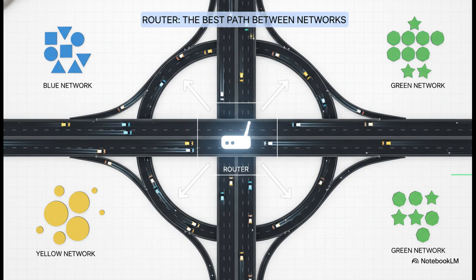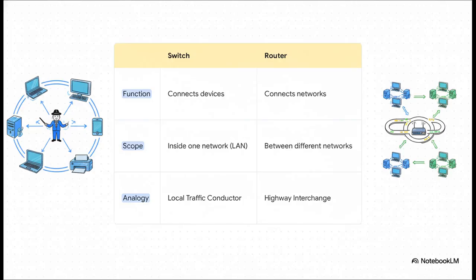If a switch is the local traffic cop on the corner, a router is like a massive highway interchange. It looks at all the little pieces of your data, we call them packets, and it makes these super smart decisions about the best and most efficient path for them to take to get to a destination that could be thousands of miles away. And this table just lays it all out perfectly.